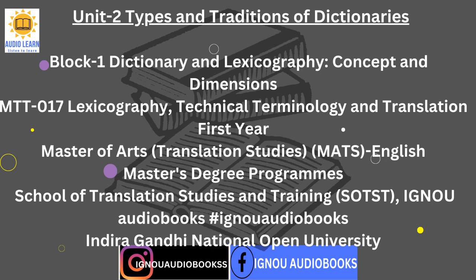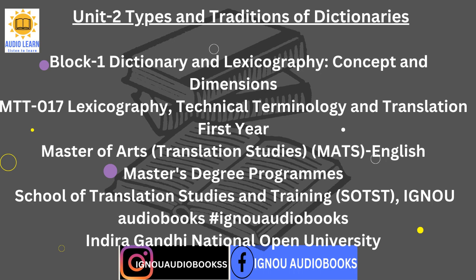This unit can be roughly divided into two parts. One of these is related to the types of dictionaries and the other with the dictionary making tradition. Let us consider the first part. First, after getting the basic knowledge about lexicon, dictionary and lexicography, you must be thinking that there are many types of dictionaries. How can people involved in translation develop a basic understanding about all of them?